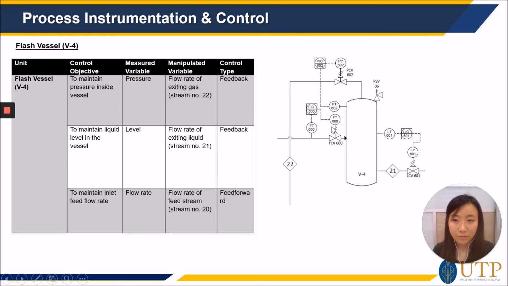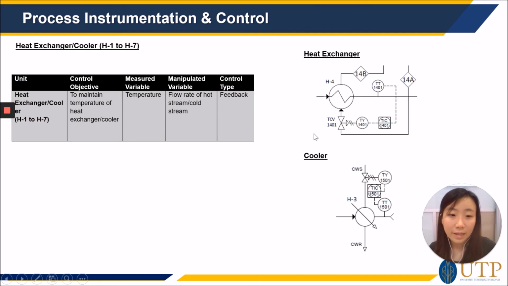Then for the flash vessel V4 in the methanol unit, we maintain the pressure inside the vessel by manipulating the flow rate of the exiting gas. To maintain the liquid level in the vessel, we adjust the flow rate of the exiting liquid similarly. And to maintain the inlet feed flow rate, we adjust the flow rate of the feed stream by feed forward control.